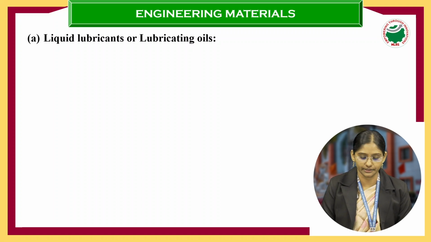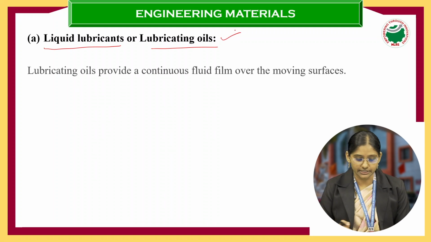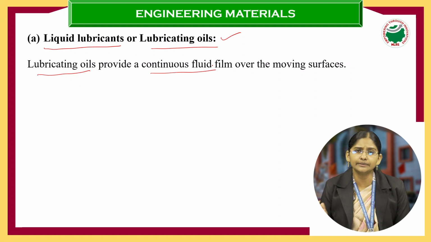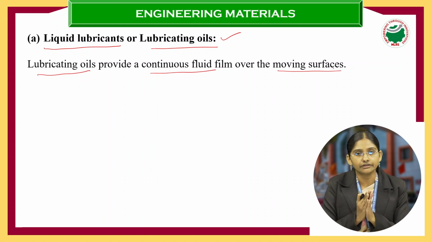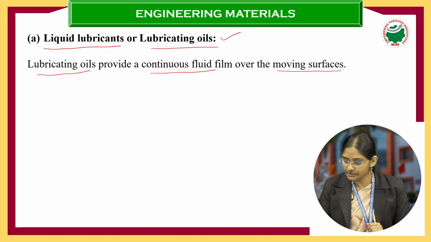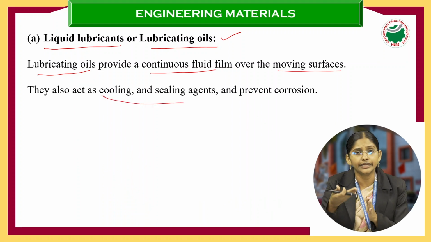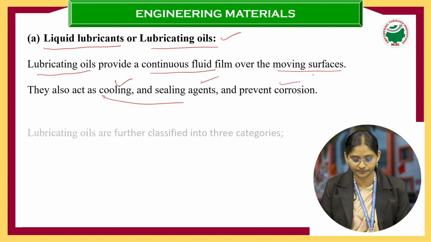What is meant by a liquid lubricant? These are also called lubricating oils. They provide a continuous fluid film over the moving surfaces. When you apply a liquid lubricant to the moving surfaces of the machine, it forms a continuous film. Because of friction, heat is also generated, so when you apply a lubricant, it acts as a cooling agent and a sealing agent, and it also prevents corrosion.